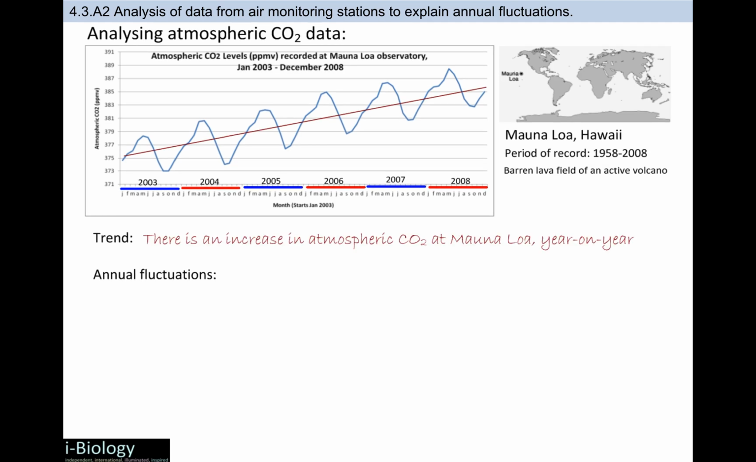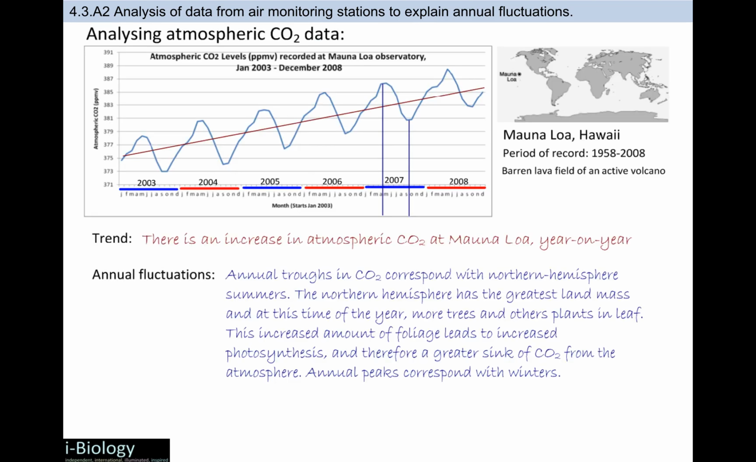Okay. So what you should have noticed is that there is an increase in the atmospheric CO2 at the Mauna Loa year on year. We're noticing it's still increasing over time. And what do the annual fluctuations mean?